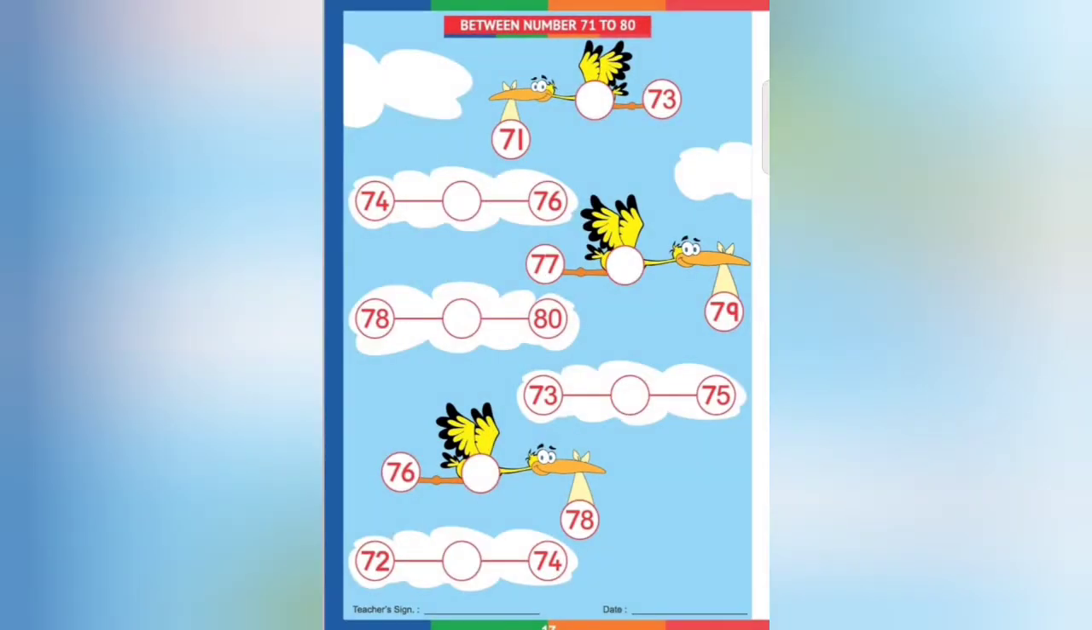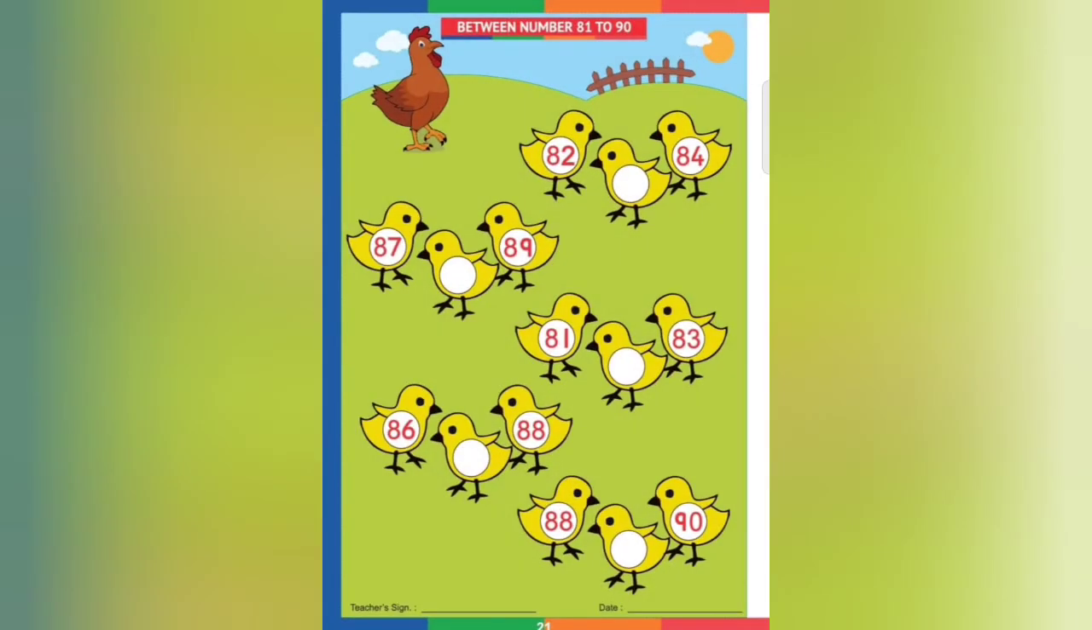Then you will open to page number 17 and you will do between numbers for your practice work. For example, the first one is 71 and 73. So what comes between 71 and 73? Right, 72. Okay, and the next page you will do is 21. This is also revision of between numbers.